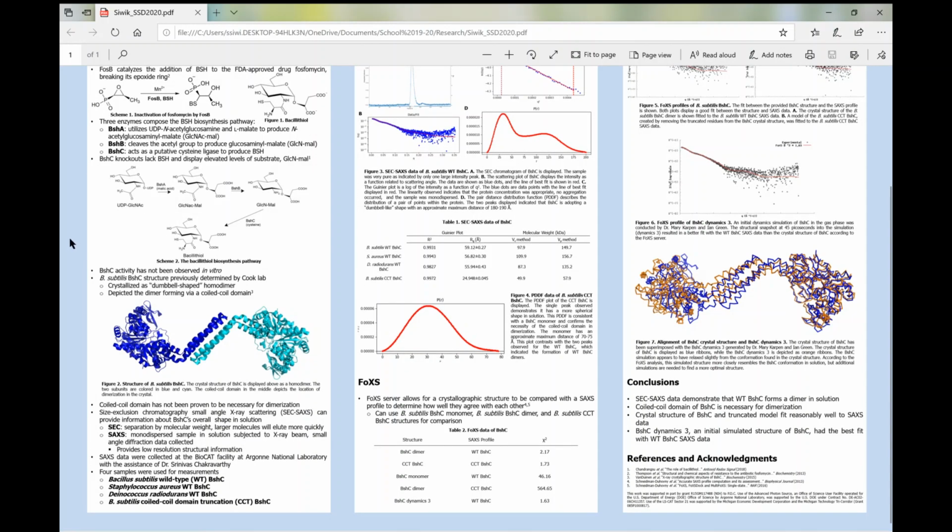Unfortunately, the activity of BshC has not been observed in vitro. However, a couple of years ago, Cook Lab determined the crystal structure of B. subtilis BshC. Now, in this crystal structure, BshC was observed to be a homodimer, and it had this overall kind of dumbbell-looking shape to it. And they also observed that the location of dimerization appeared to be between the coiled-coil domains of the two subunits.